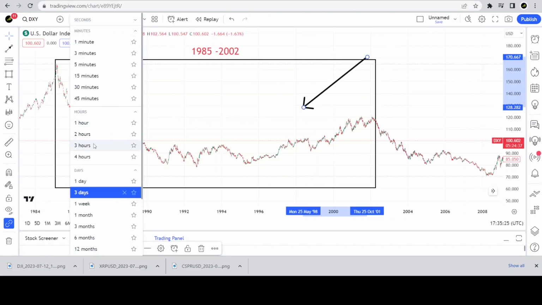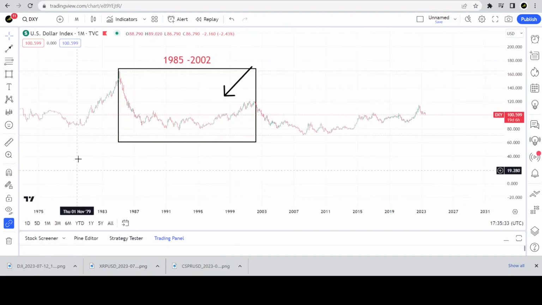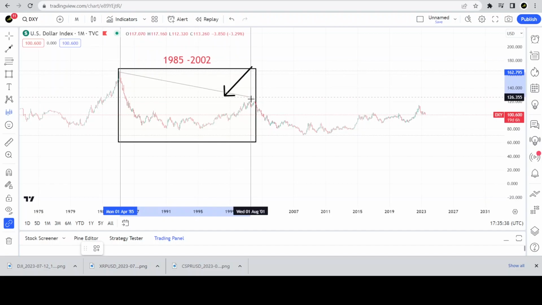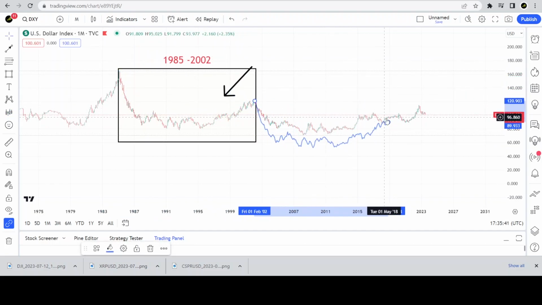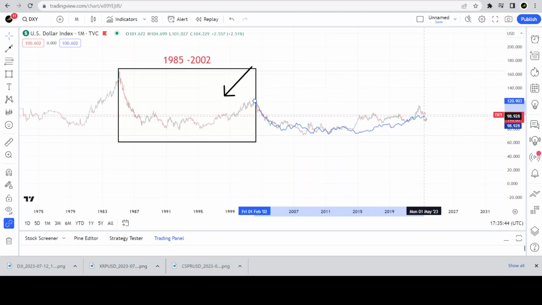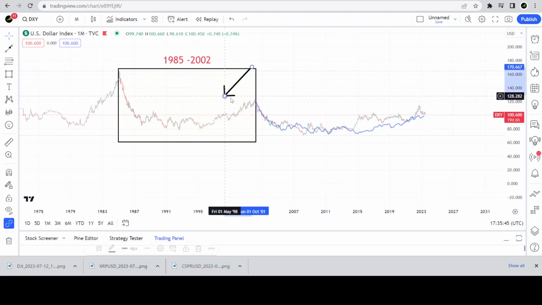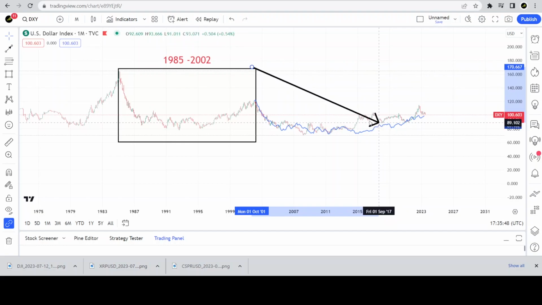Okay, I'm going to have to zoom out to do this. Okay, I'm on a month candle here. So if we took this structure and copied and pasted it onto this side of the chart, you see that there is some similarities, some resemblance. Now, you could also make a case, well, maybe it's doing something different.